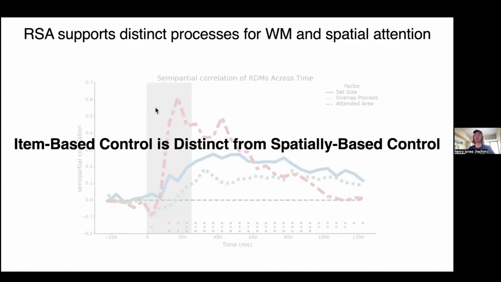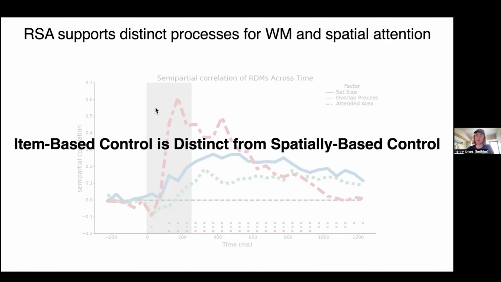With this set of results and the other results in the paper, we think it's pretty clear that this item-based control process is distinct from a spatially based control process. It's not to say that spatial attention isn't important, and maybe even a prerequisite to later item-based control, but it does seem like they are dissociable.